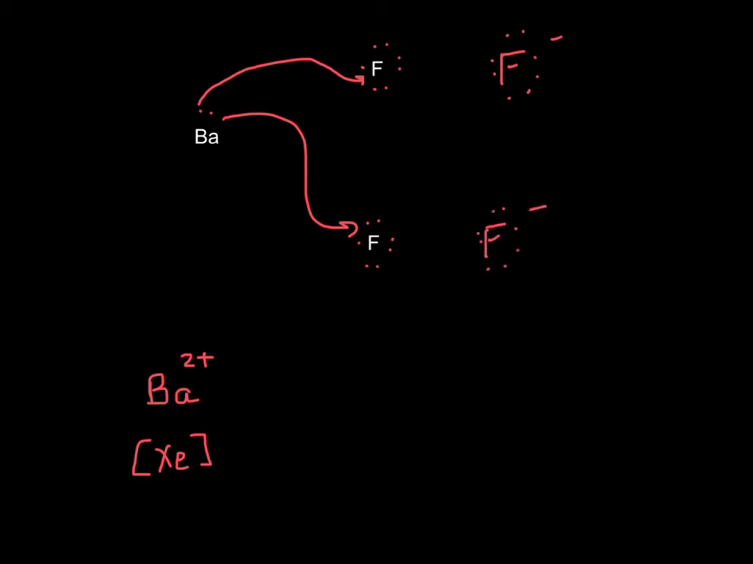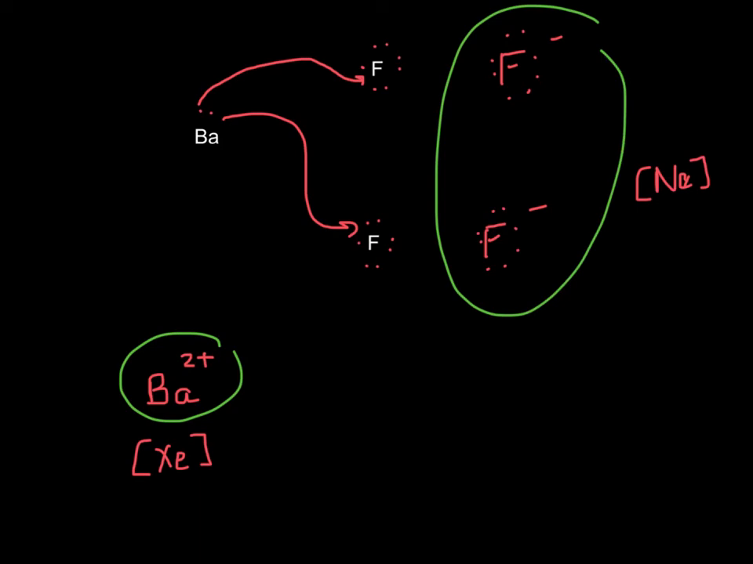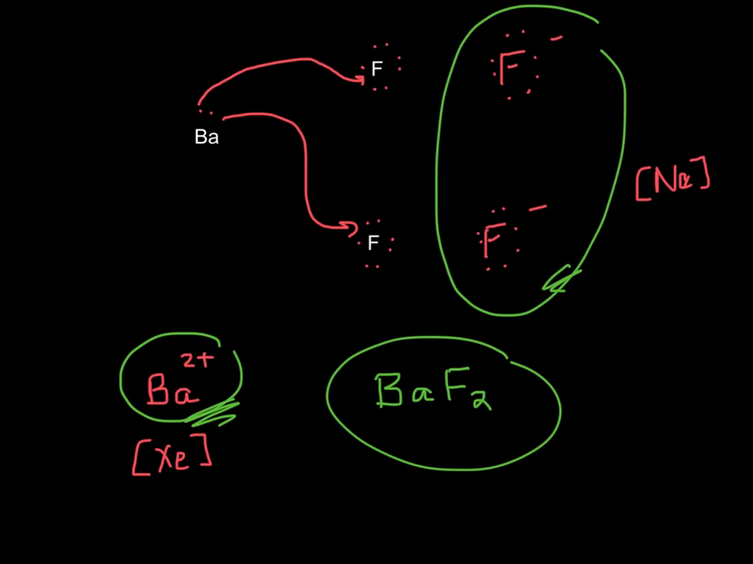They're just like neon and stable. So that's the octet rule. They've got 8, 8, 8. Now I have 1 barium and 2 fluorides, so the formula this forms is BaF2. Because I have 1 barium and 2 fluorides. So BaF2 is the ionic compound that barium and fluorine form.